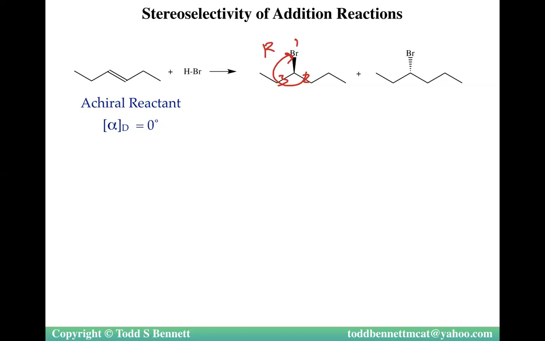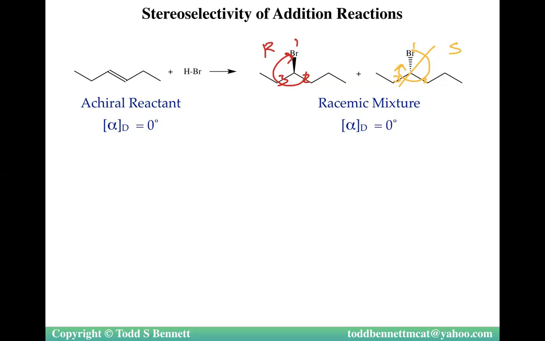And then over here we have priority 1, 2, 3. But H is in back, so it's an S. So we have half R, half S, which means we'll get a racemic mixture. Alpha D is going to equal 0.